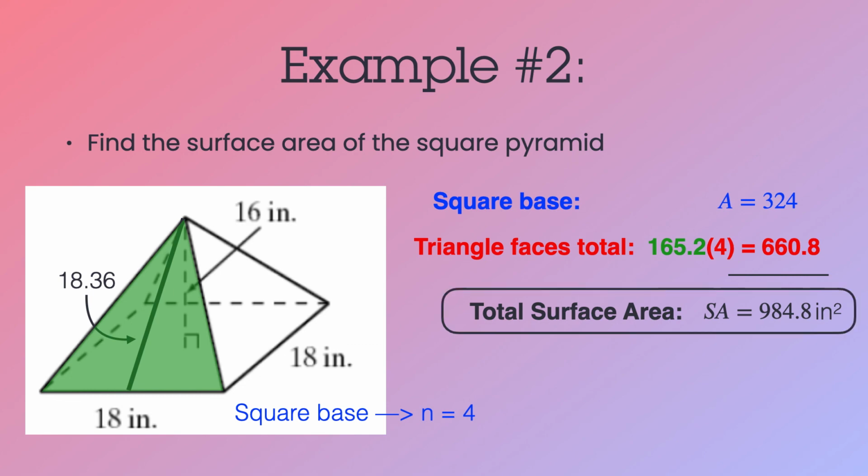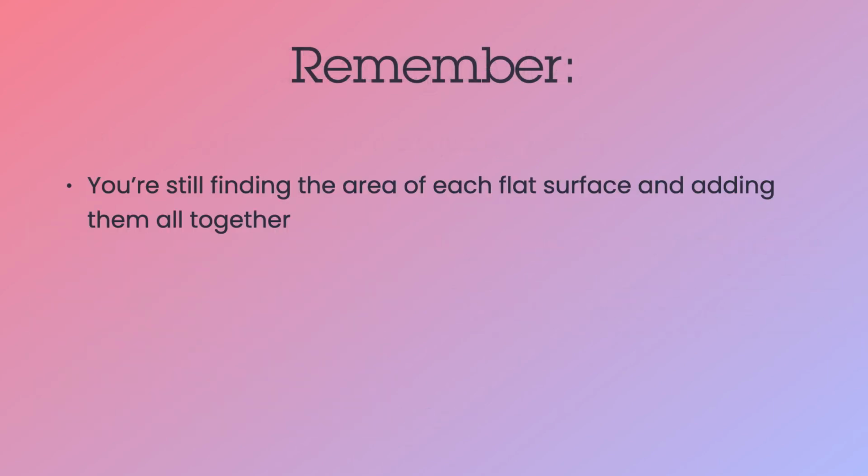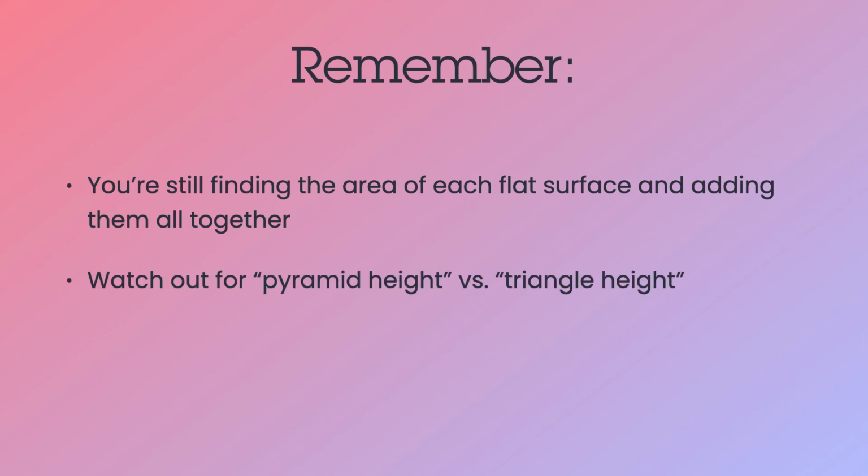Final answer. So just remember, with these pyramids, you're still finding the area of each flat surface and adding them all together. Just like we were doing with the prisms, you just find the area of each flat surface. The one thing to watch out for is make sure you know if the numbers you're being given are pyramid height or if they are triangle height. Because to find your surface area, you need the triangle height. We'll use pyramid height in the future, but we're not using it yet. So make sure that you either are given triangle height or you have solved for the actual triangle height.